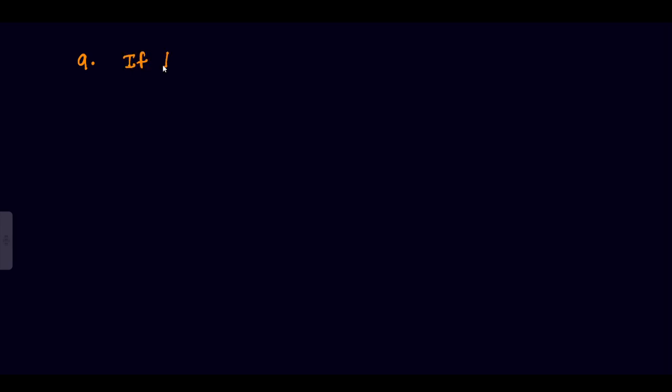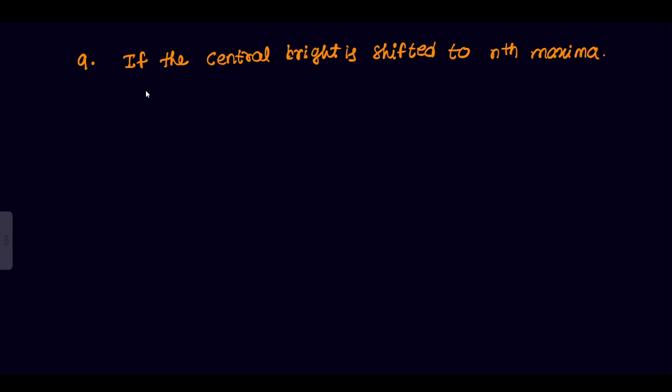Next. If the central bright fringe is shifted to the nth maxima, then mu minus 1 into t, which is shifted to the nth maxima, equals n lambda. The maxima condition is n lambda.